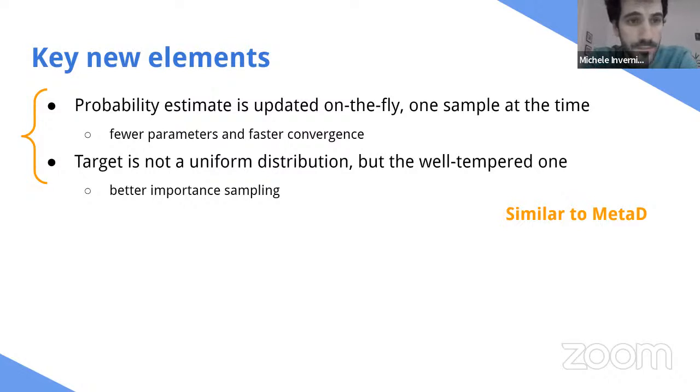So we have the probability estimate that is updated on the fly, one sample at a time. And we have seen with metadynamics that this allows for a faster convergence. And again, we don't use a uniform distribution, but a well-tempered one.